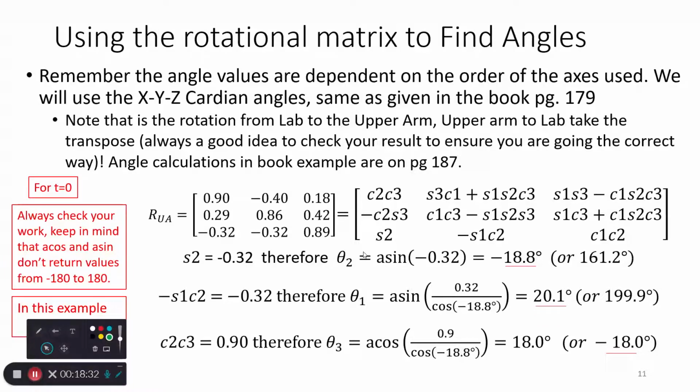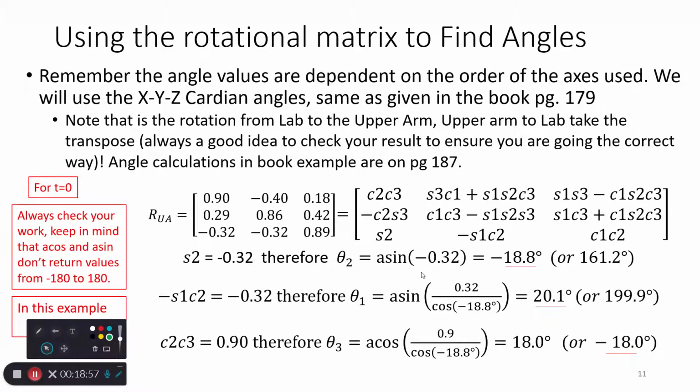Once we have theta 2, we can use that as well as the element at the third row second column right here, right, to figure out what theta 1 is. And then once we have theta 1, we can go back and look at theta 2 again and figure out what value we can get for theta 3. Now keep in mind, when I use inverse sine, this is going to return values between negative 90 and positive 90.